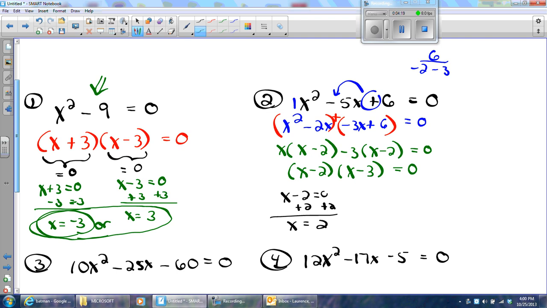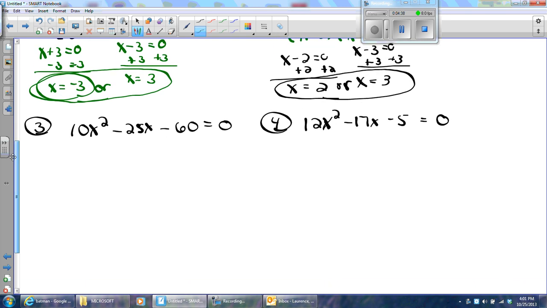And here I go, x minus 3 equals 0, and I solve for x. Okay, so there we go. All right, now again, remember I told you it's not always going to be just the opposite sign of the number. Be careful.